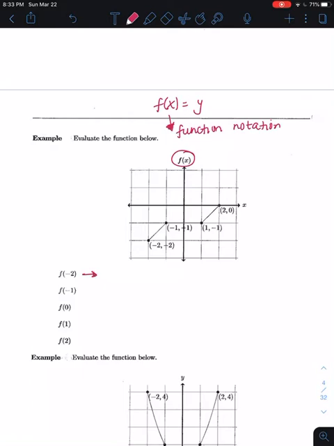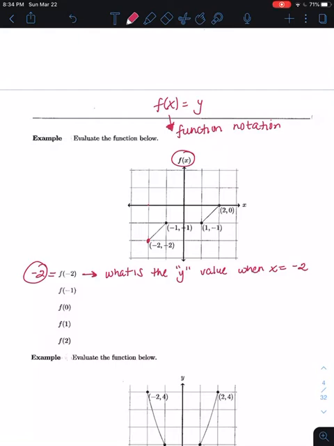When they say f of -2, they want to know what the y value is when x equals what's in parentheses, which is -2. That's what you're trying to find. So when you look on this graph, you find x equals -2, down here. That point has a y value of -2. So the answer to this would be -2. I'm going to write it on this side because I don't have enough space.